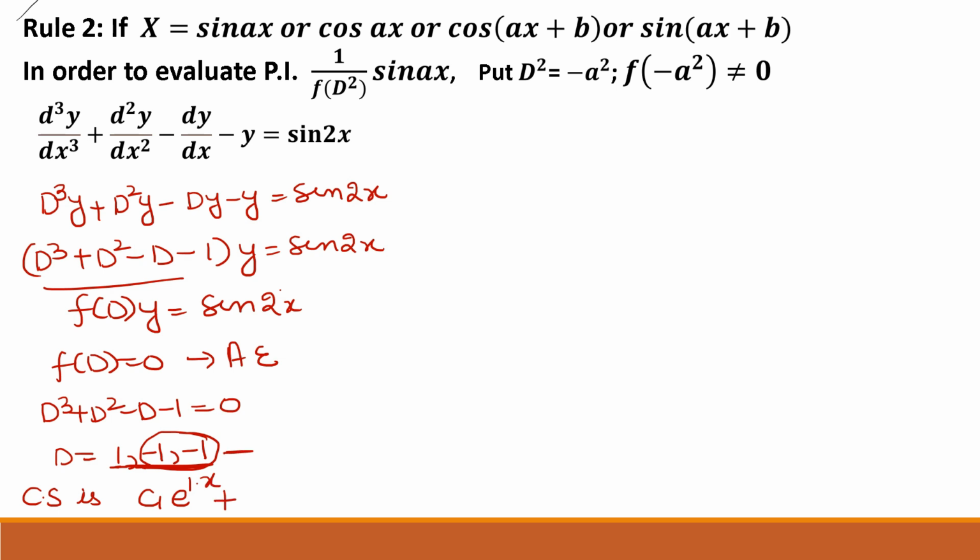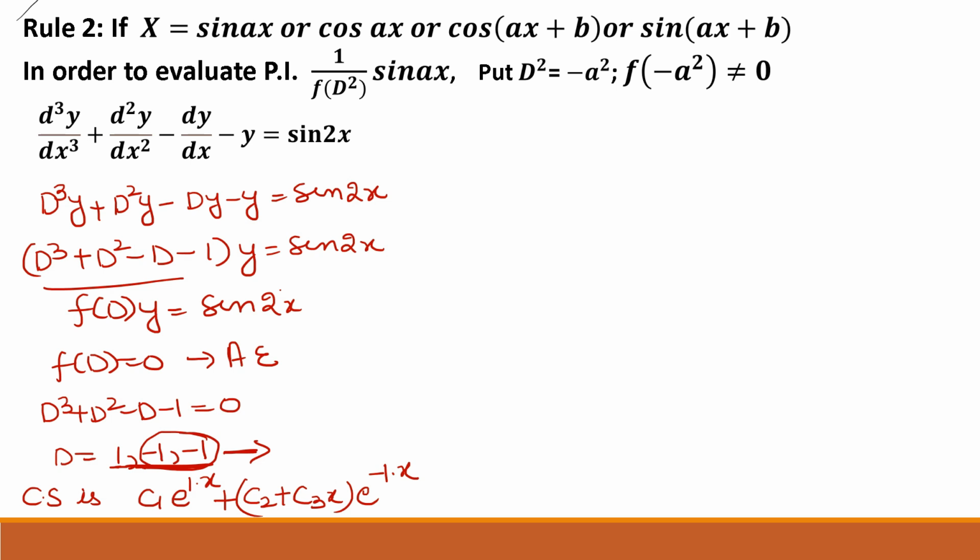Now because -1 is repeating 2 times, we will assign two constants corresponding to -1, along with the increasing power of the independent variable x. So (c2 + c3x) e to the power of -1 into x. This is our complementary solution, which we have covered in the last video. Now we will focus on the particular integral.